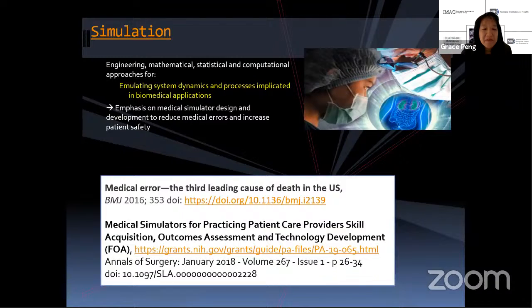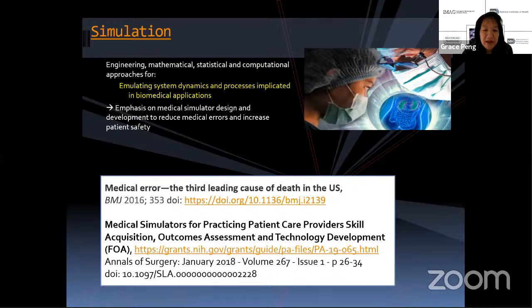So the simulation portfolio at NIBIB is also about developing mathematical, statistical, computational approaches, but instead of developing the models to understand the biological systems, we're trying to emulate systems dynamics and processes implicated in the procedures that we undergo when we go to the doctor's office, when we have surgery, and we emphasize medical simulator design to reduce medical errors and increase patient safety.